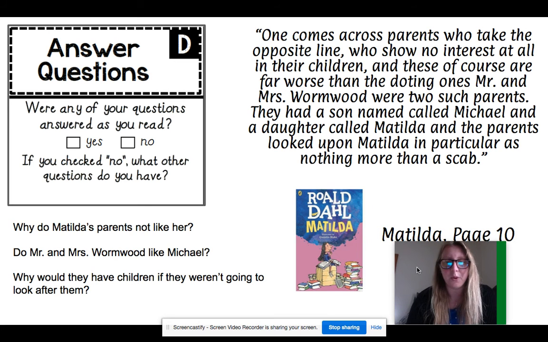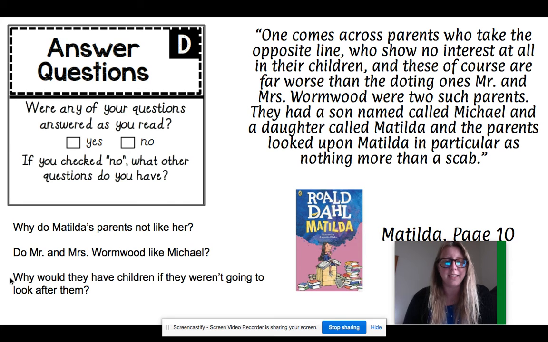I had a couple questions. This was from Matilda, page 10. I just wrote those down. Why do Matilda's parents not like her? Do Mr. and Mrs. Wormwood like Michael? Because that was the other child they listed. And why would they have children if they weren't going to look after them? Those would be some questions that I would ask after reading.